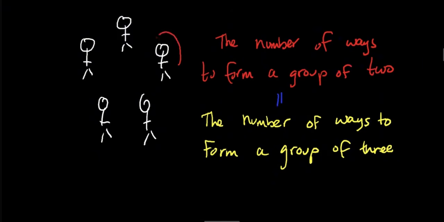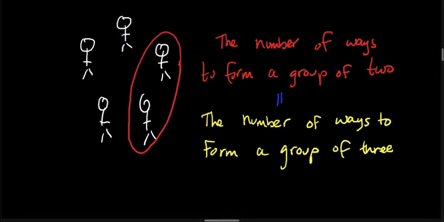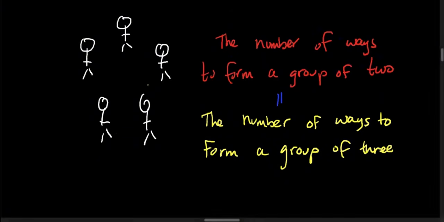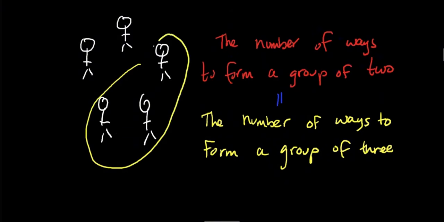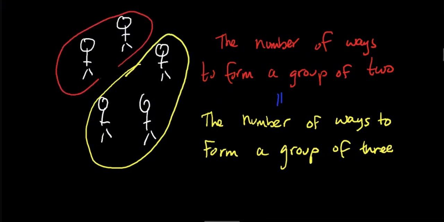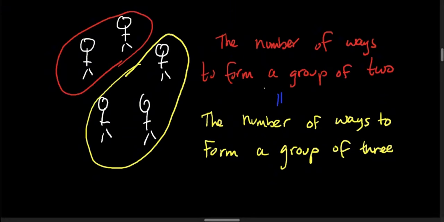Because anytime I form a group of 2 people, I sort of implicitly form a group of 3 from the people remaining. And vice versa, anytime I form a group of 3 people, I form a group of 2 from those remaining. So every group of 3 has a partner in the set of all groups of 2, and vice versa.